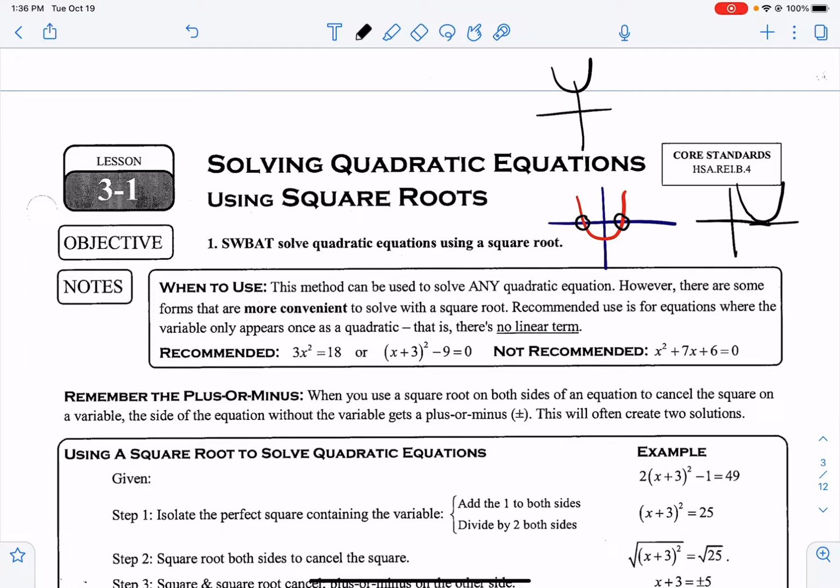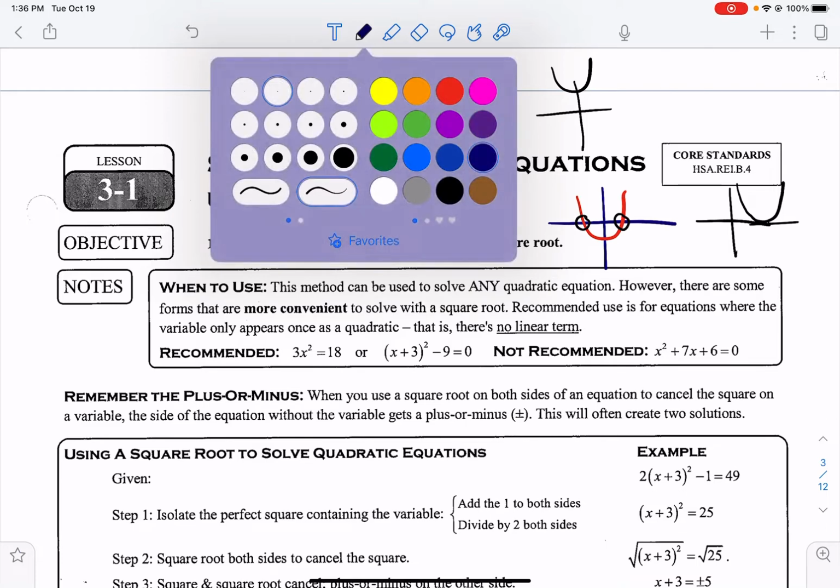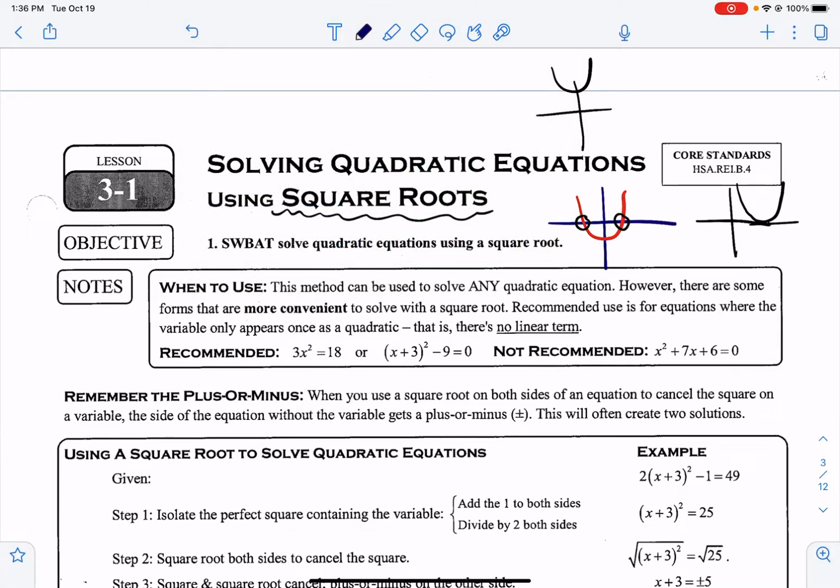Today, the method that we're going to use is the square root method. And this is by far the easiest method that we're able to use as long as we are able to use it. It doesn't always work, but when it does, it makes the problems really easy. So one of the first things I want you to pay attention to in the notes is right here, when to use. So this method, we want to use it in 2 different situations.